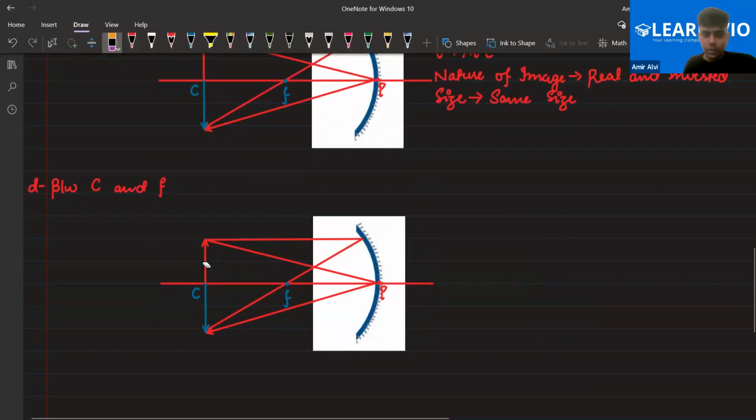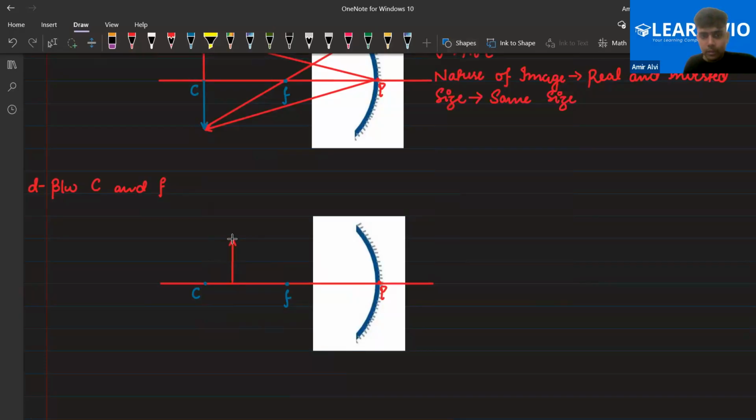Good. Okay. So now let's draw the figures. Now the object is placed between C and F. So what I have told you is that the first ray will be parallel to the principal axis, and where will it converge? Tell me quickly. Focus. Yes, that's great.